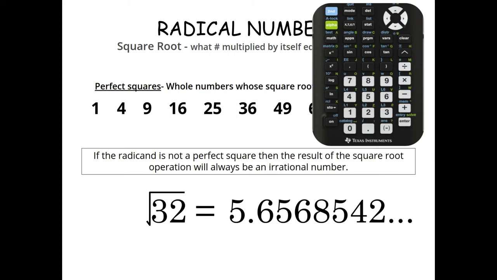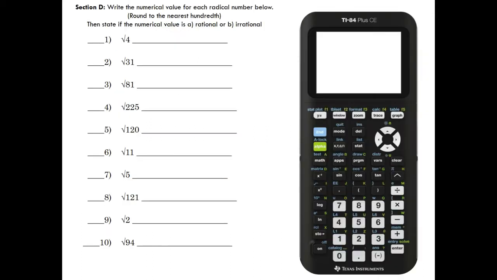Radical 32, again, if you put it into the calculator, you'll get an irrational number. So you see, if you take the square root of a number that's not a perfect square, one that does not have an integer that multiplies by itself to equal that number, the result will always be irrational.